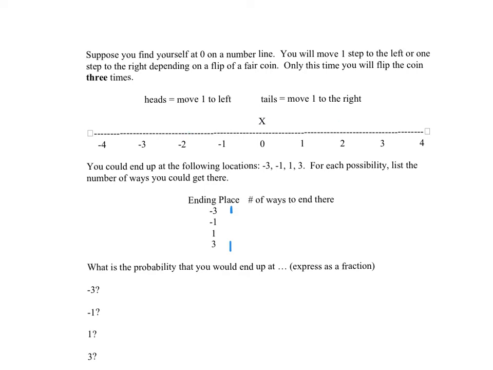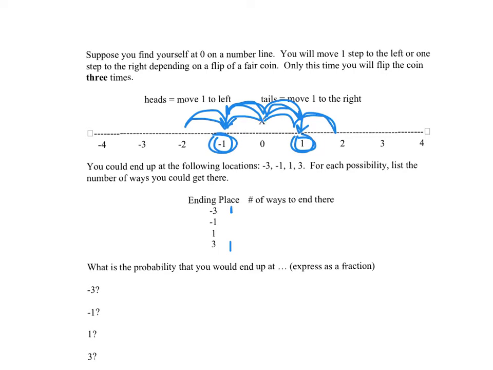What else can happen? Well, we could get 2 heads and then a tail. That'll put us at -1. We could get 2 tails and then a head. That'll put us at 1. Or we could get 1 head and then 2 tails, putting us at 1 again. And we could get 1 tail and 2 heads, putting us at -1 again.